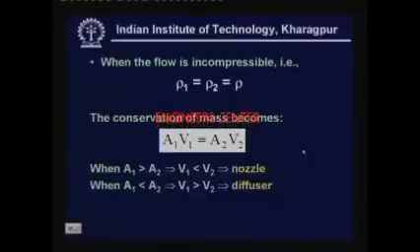So for steady incompressible flow for a one dimensional situation, we get the conservation of mass equation as A1 V1 is equal to A2 V2. Now when A1 is greater than A2, then the velocity V1 should be less than V2. This is what is known as a nozzle. That means the velocity increases in the direction of flow as the cross sectional area reduces in the direction of flow. This is what is known as nozzle.